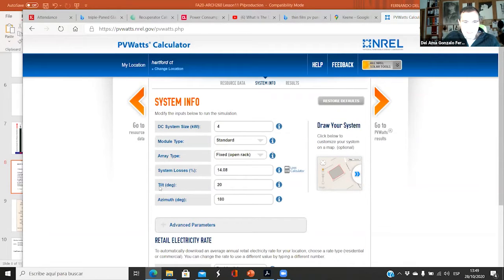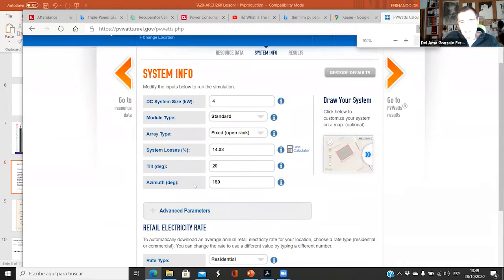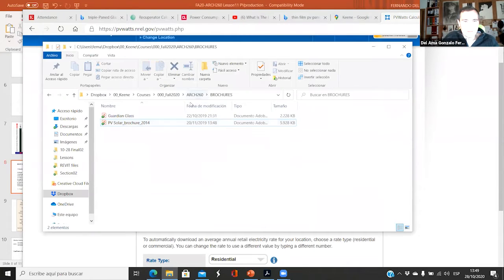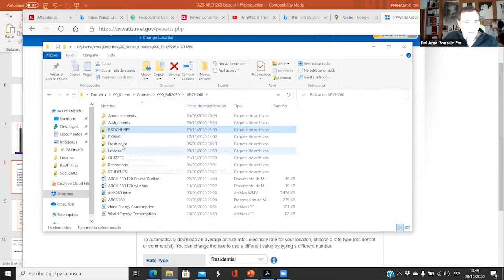So first, you remember that we have used this. This is the azimuth, so this is the orientation of our PV panels. And this is the tilt, so this is the angle. For example, if you are working with the Venturi house, because we have two kinds of houses here.